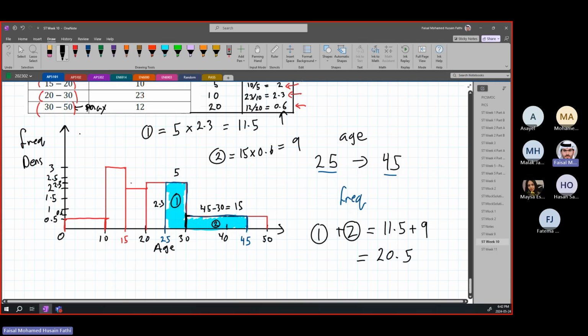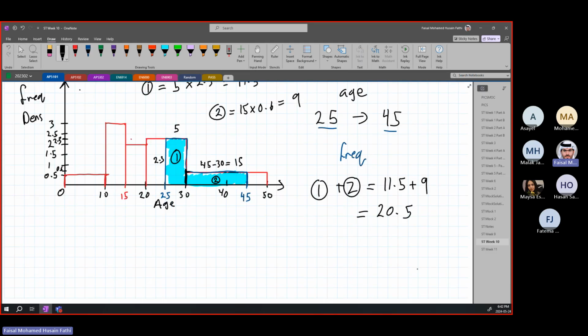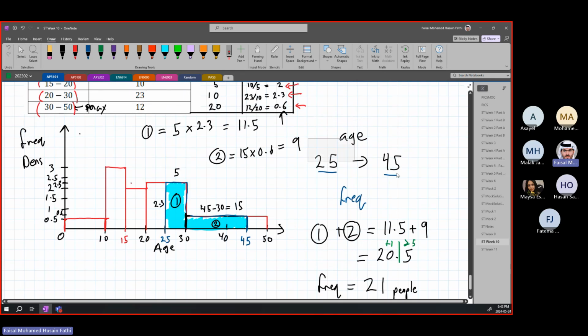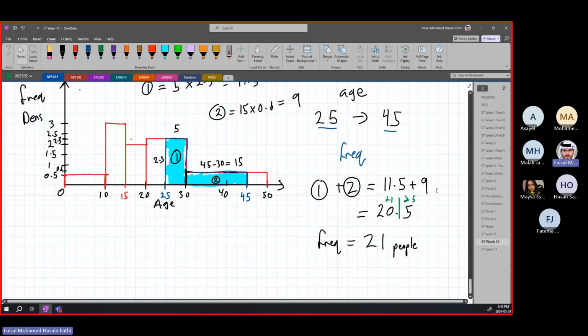20.5. Obviously, when we're talking about frequency, we don't have any decimal points. So usually you can either round up or down depending on your decimal. In this case, we have 5, which is greater than or equal to 5, so we're going to have to add 1. So our frequency is going to be equal to 21 people, roughly. Actually, yes, the frequency is 21 people of the age between 25 and 45.